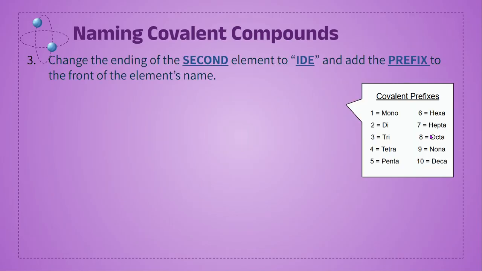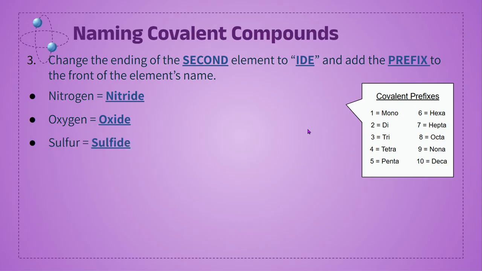All right. Then we write down the second element, but we change the ending to IDE, and we add the prefix in front of the element's name. These are how we would write the second element. You should probably get used to how these sound and how they look, because spelling does count. Nitrogen would be nitride, oxygen would be oxide. Notice we're taking the first syllable and adding IDE. Sulfur would be sulfide. Selenium would be selenide.